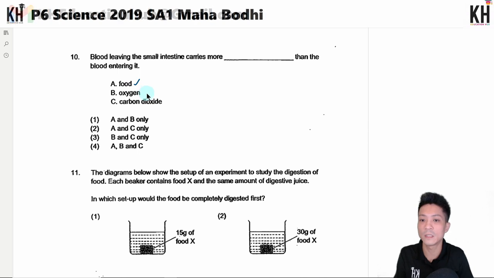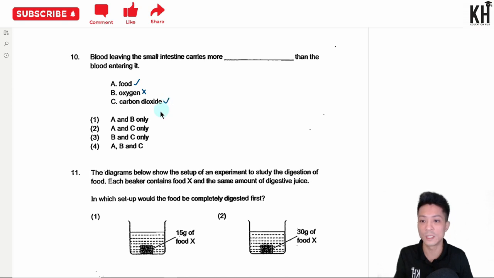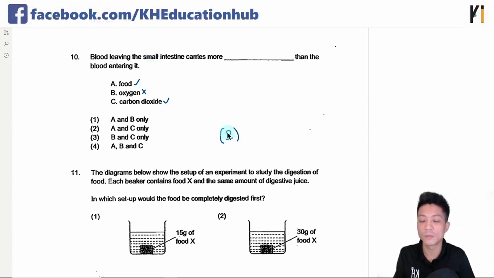Okay, does it carry more oxygen? Probably not. More carbon dioxide? Yes, because the cells in the small intestine will be using up the oxygen. Okay, so the answer should be A and C. Do we have A and C? Yes, option number 2.